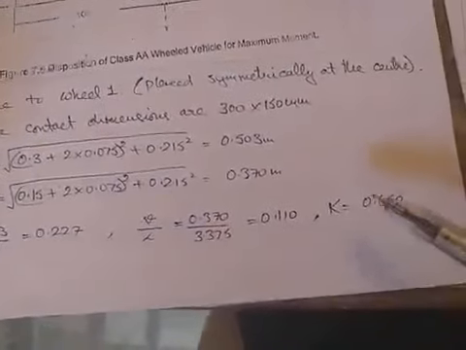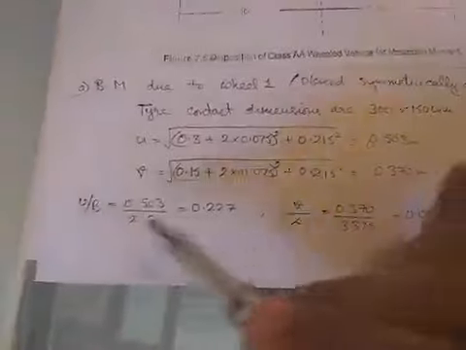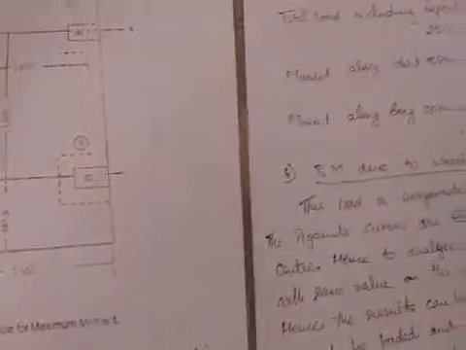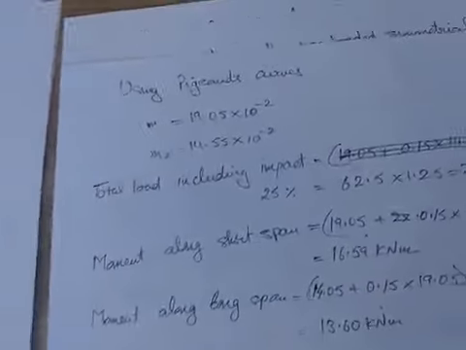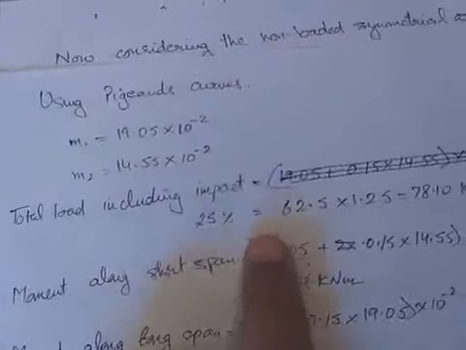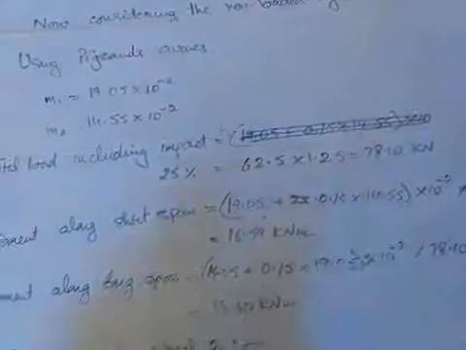K is again the same, short span upon long span, 0.652. For these values I can use Pigeaud's curves and find the values M1 and M2. The impact in this case is 25%, and the load value is 62.5. So 62.5 into 1.25 gives me 78.1 kilonewton.